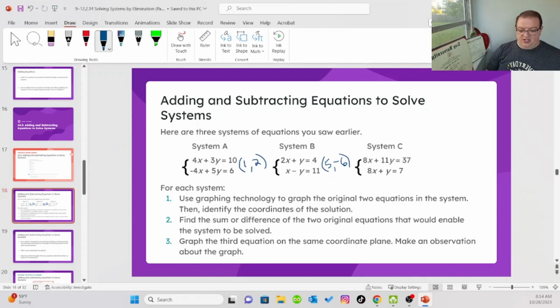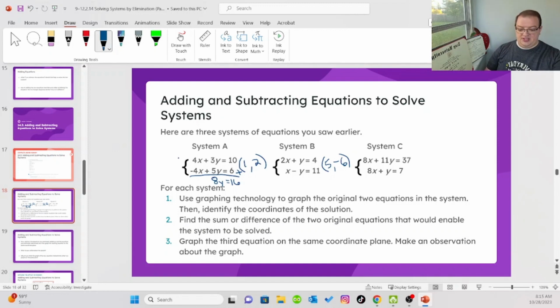Find the sum or difference of the two original equations that would enable the system to be solved. So in the first system, because we have opposite x values, we could add these together. If I added them together, I would get 8y equals 16. That would allow me to find y, substitute it in, and find x.